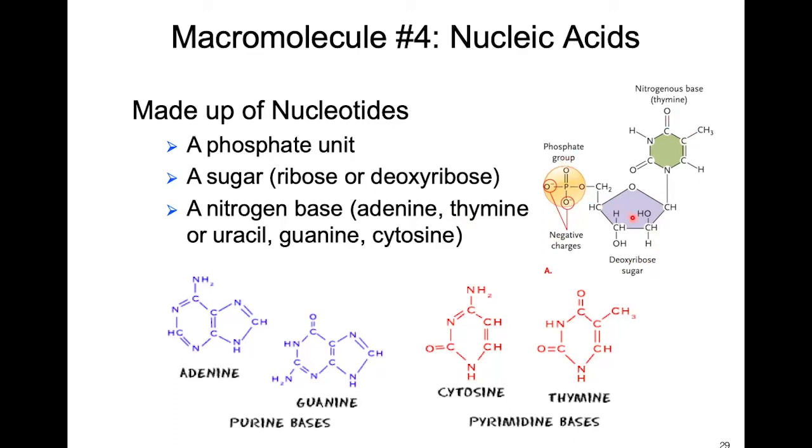Okay, and then added on and attached to the first carbon of that sugar, we have what's known as a nitrogenous base. And there are 4 different types of nitrogenous bases within our DNA. And then substituted out in our RNA, instead of thymine, we have a uracil. So we have 4 different types of nucleotides, and that's what makes up our DNA. Within our DNA, we have adenine, guanine, cytosine, and thymine. And then with RNA, you're looking at adenine, guanine, cytosine, and uracil.